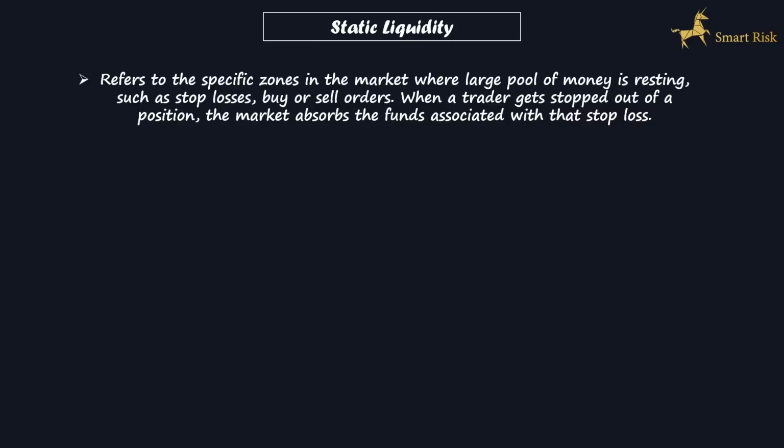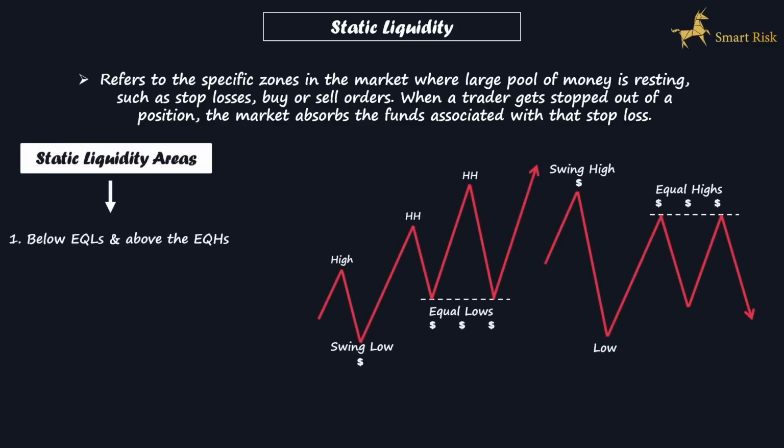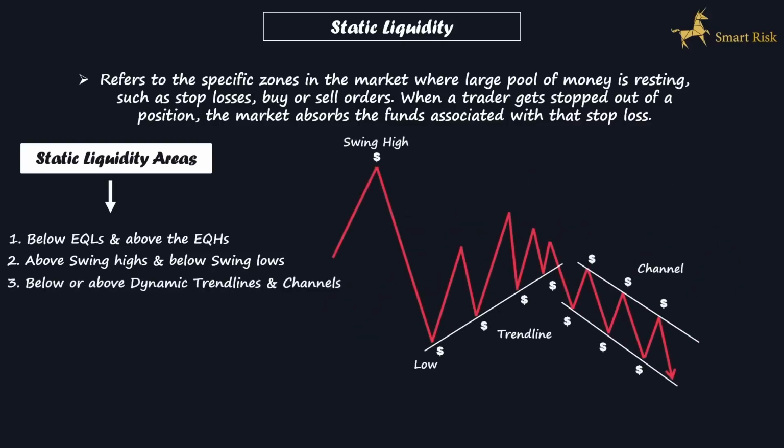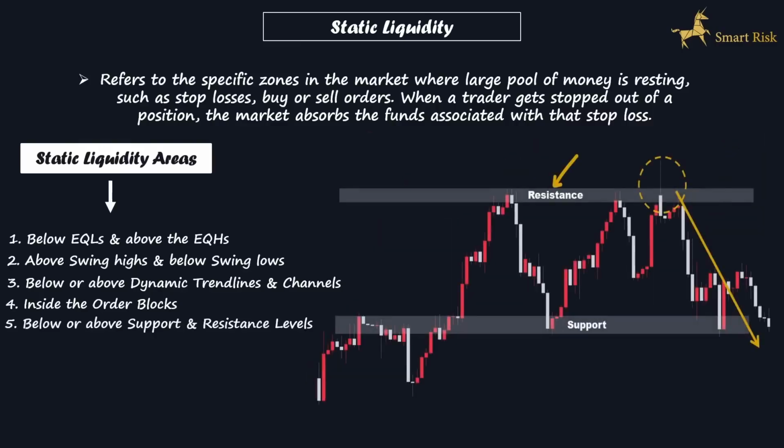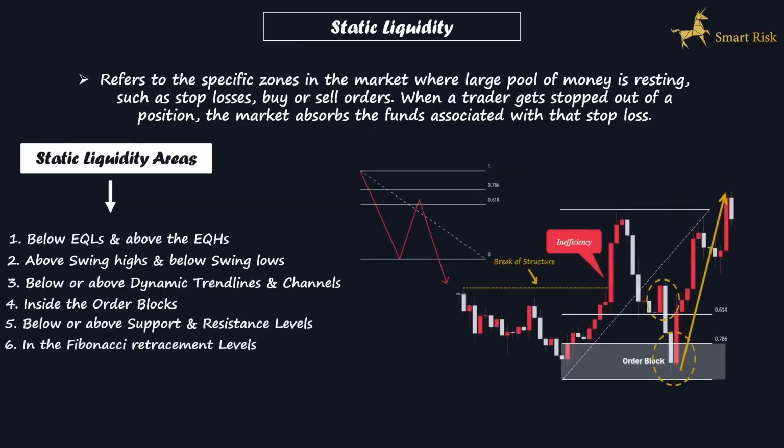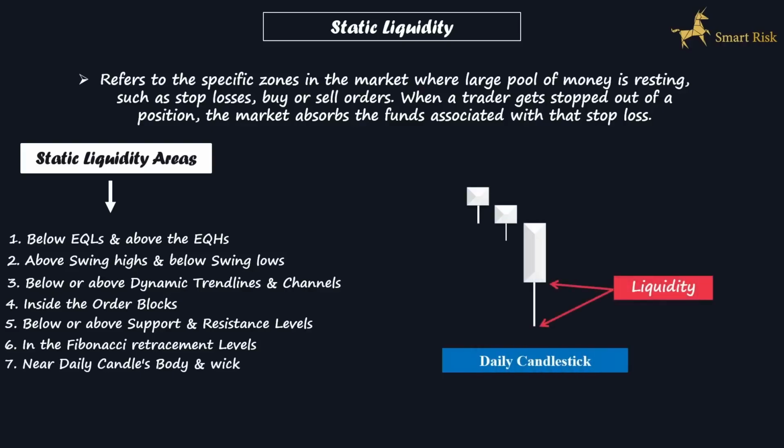momentum. Static liquidity can be identified in various areas on the price chart, like below equal lows and above the equal highs, above the swing highs and below the swing lows, below or above the dynamic trend lines and channels, inside the order blocks, below or above the support and resistance levels, in the Fibonacci retracement levels, near the daily candle's body and wick. Having a solid grasp of static liquidity zones reveals their profound impact on market price direction. Neglecting them can lead to substantial losses.